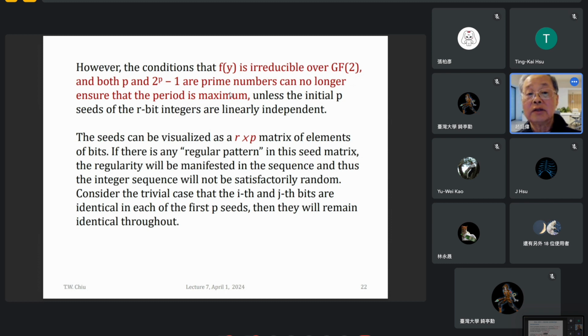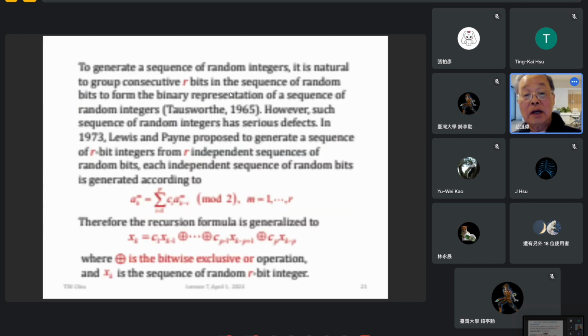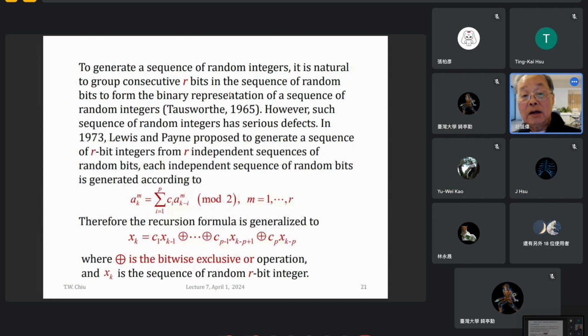To attain that would not be easy, because it involves an r by p matrix of elements of bits. To generate the random bit is mathematically rigorous. But to generate the random number using this Mersenne prime and this irreducible polynomial, you need some tricks, especially for the initial seed.